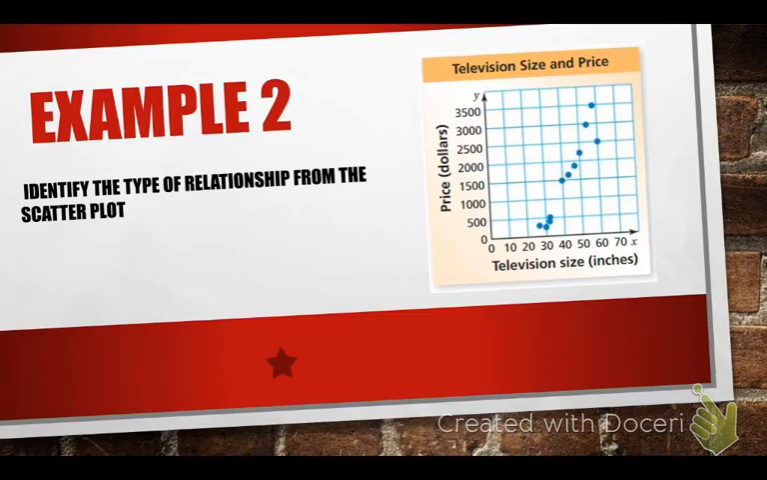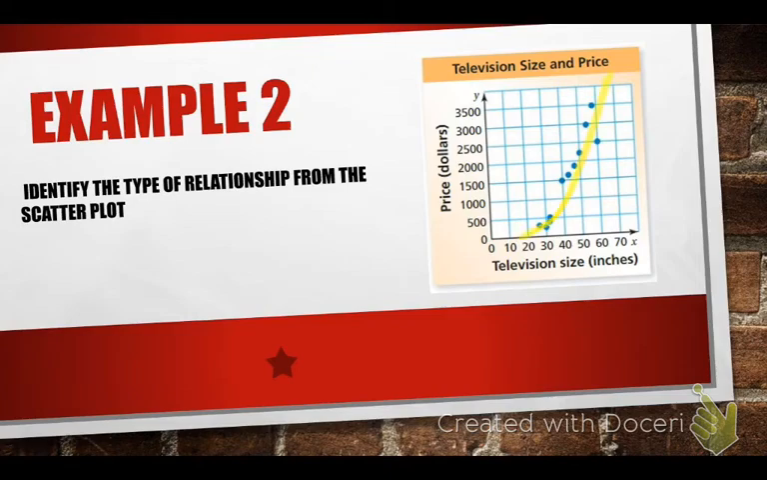Okay, so identify the type of relationship. All you need to do here is tell me, is it positive, negative, nonlinear, or no relationship, and then put it into a sentence. That's all you have to do. So can we all agree what kind of relationship is happening here?